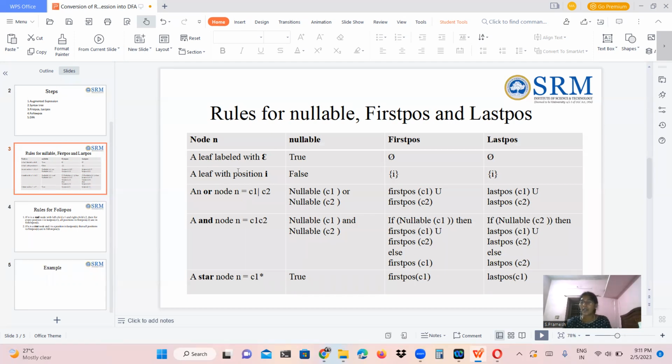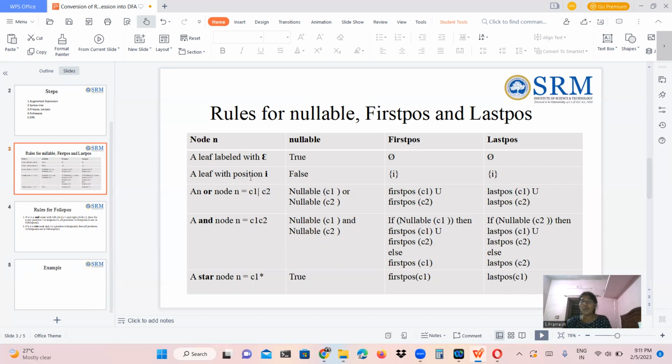The first category is a leaf node with the empty symbol. There is no operand symbol. In that situation, it is nullable. The name itself says it is an empty string, so nullable is equal to true. And first and last position, there is no data, so I can call it a null value.